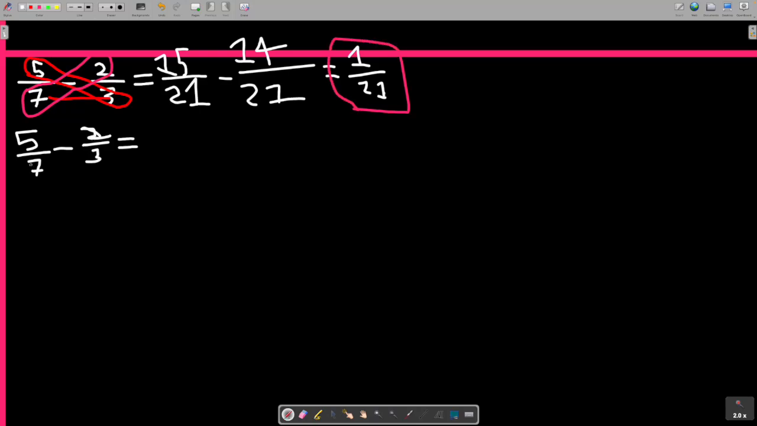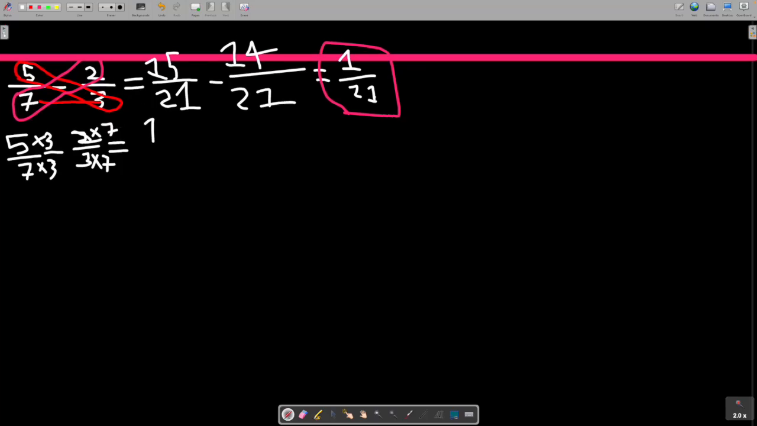Next is the scissors, so we're going to multiply this by 3. So times 3, and then times 3, and then the other one by 7, times 7, and then times 7. So we have 5 times 3, that's 15, and then 7 times 3 is 21, minus 2 times 7, that's 14. 3 times 7, that's just 21, and then 15 minus 14 is just 1. So we have 1 over 21. So it's also the same answer.